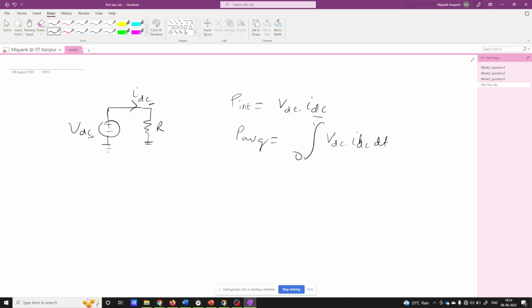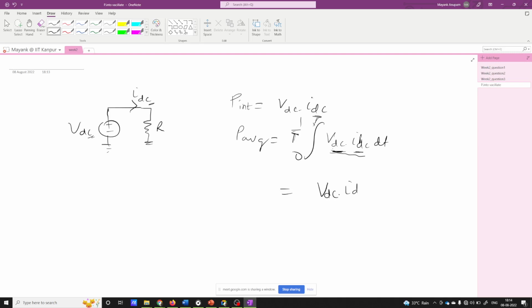You are integrating it between some time, let's call it t, and you are dividing it by that time, isn't it? So when you do that, is this dependent upon time? This VDC and IDC, are these two parameters dependent upon time? Right. So you can take it out of the integral, isn't it?